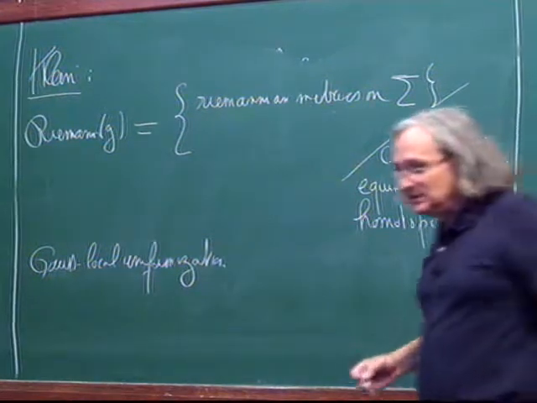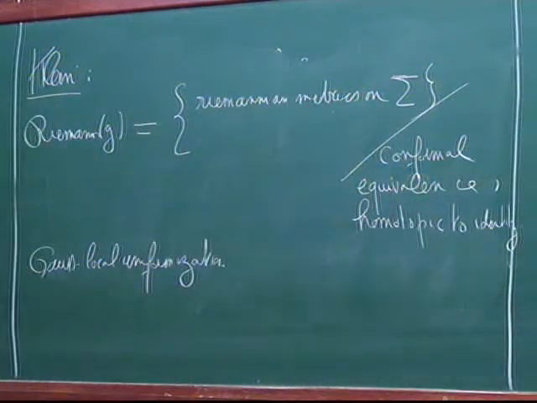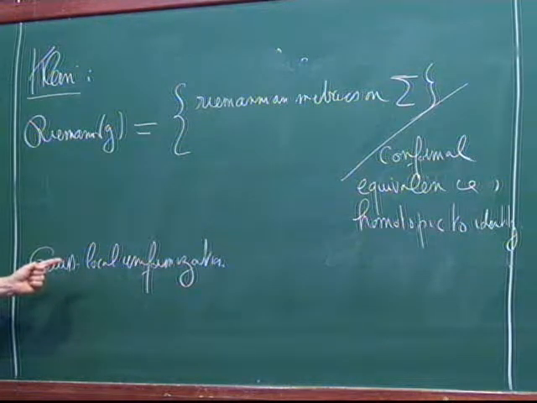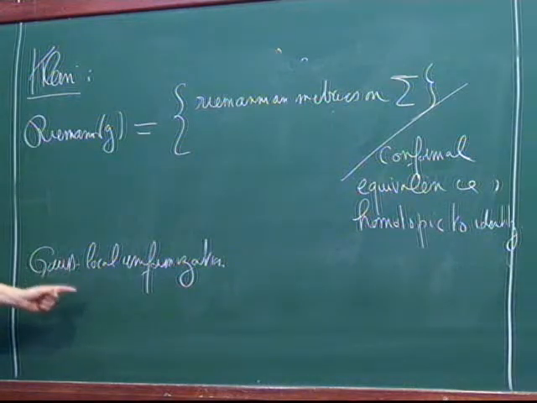For this, you need two tools that Klein did not have at the time. The first one is you need the infinity version of the Gauss uniformization theorem. I told you at the beginning that the proof of Gauss was only real analytic.